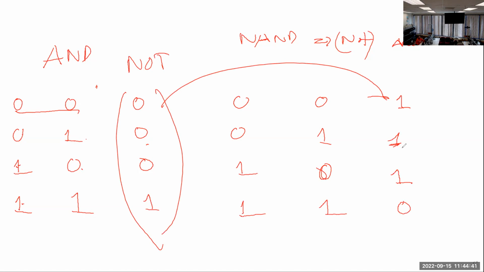You can do it with the NOR also. NOR means you find the OR and you reverse the output, and you get the NOR here. Right? Okay. Make sense? Okay. Any questions so far, guys?